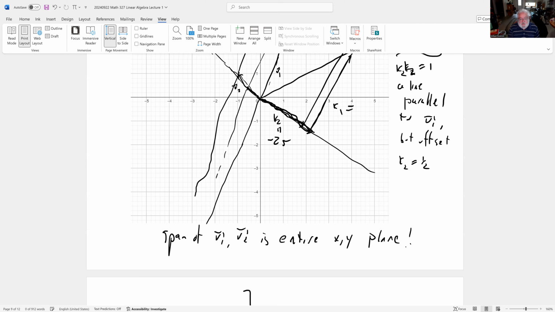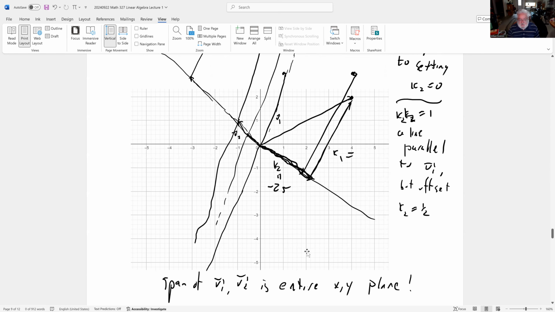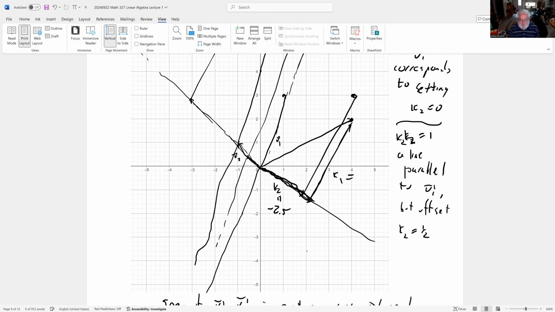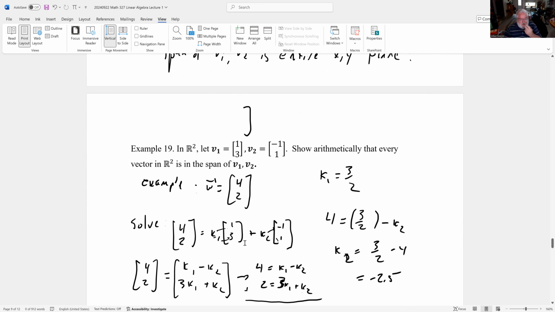We set K1 equal to, what's K1 equal to? 3 halves. We go this far in that direction, and we end up at 4, 2. So we can think of these constants, these parameters, as how far do we go along one vector, and then how far do I go parallel to the other vector. So we can actually show that that's true.